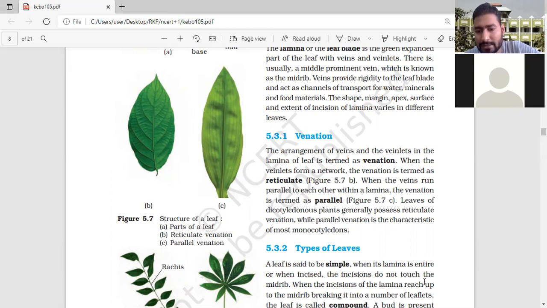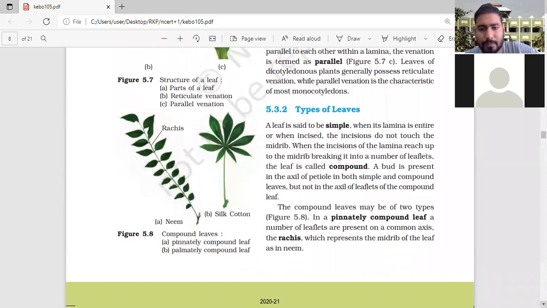Next is the phyllotaxy. No, phyllotaxy is done. Next is the types of leaf. What is the types of leaf? That means on the basis of lamina incision. On the basis of lamina incision, the leaf is classified into two different types: simple leaf and compound leaf.